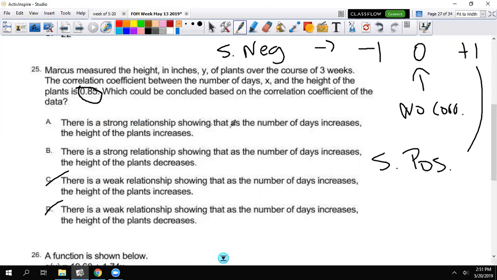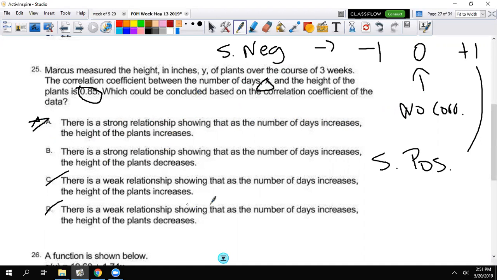Then let's talk about this. There's a strong relationship showing that as the number of days increases, so as X increases, the height of the plants increases. Well, is that true? Yeah, typically that's how plants grow. The longer they're in the ground, the higher they grow. So that's a possibility. I would star that personally.